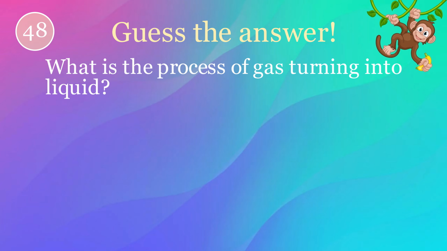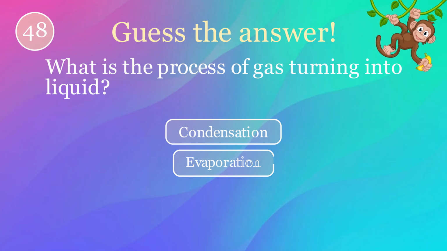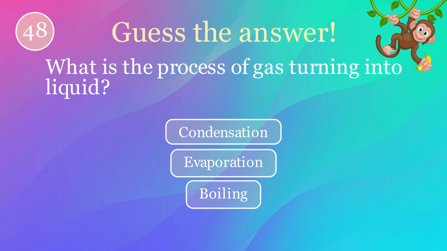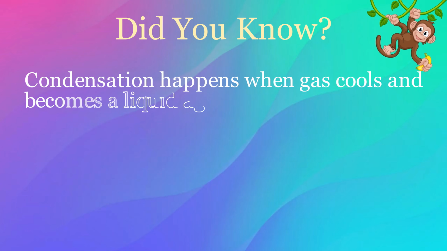What is the process of gas turning into liquid? Condensation. Evaporation. Boiling. The correct answer is condensation. Here's an interesting fact: condensation happens when gas cools and becomes a liquid again.